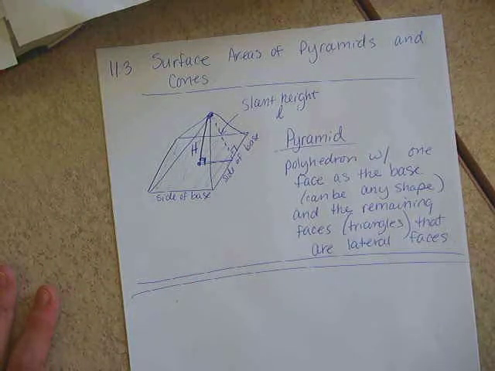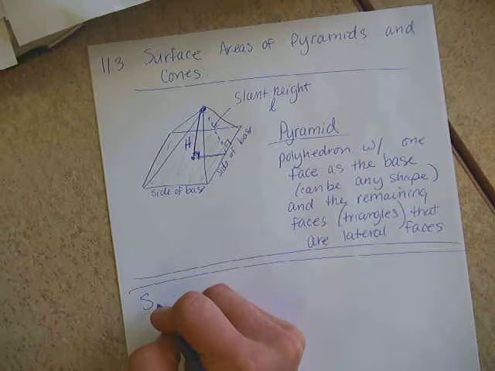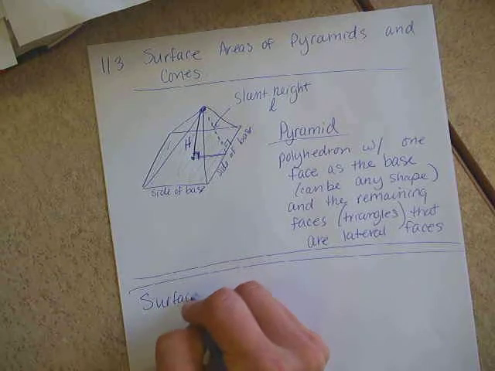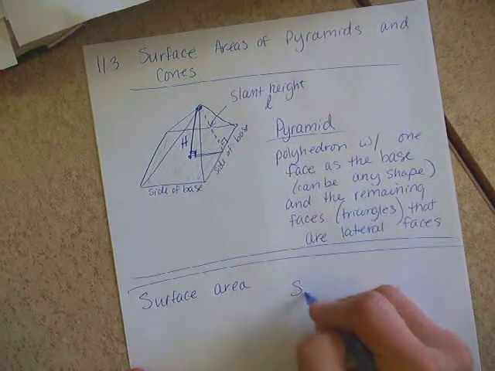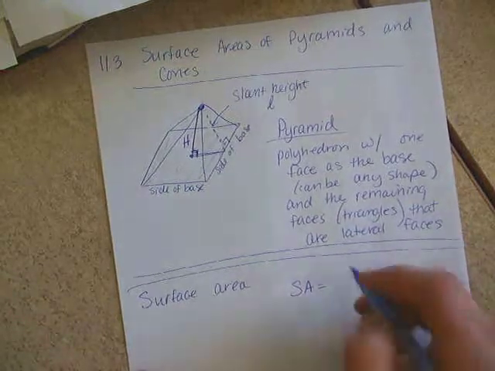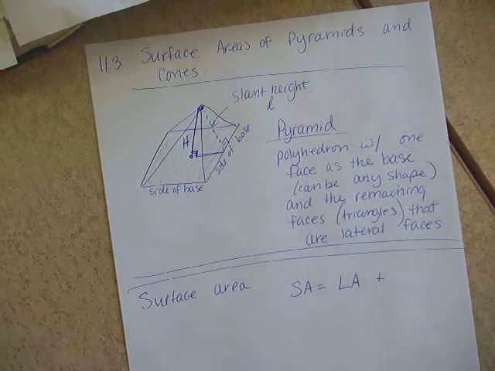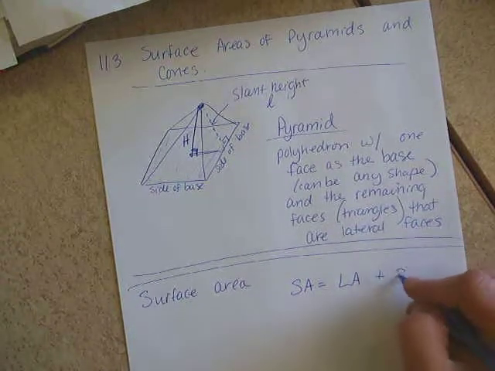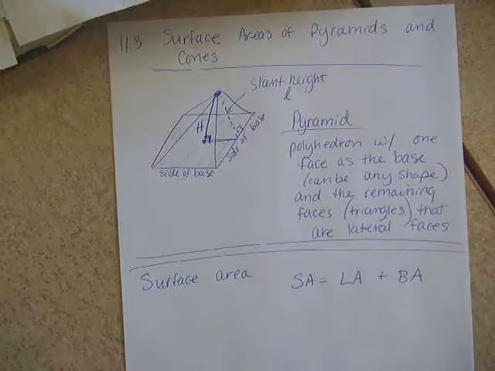Now the actual surface area is something you're going to want to think of in general terms and then go more specific for the shape of your base and things of that nature. So, surface area we say is still lateral area plus base area, but there's only one base. So we don't need the two there.